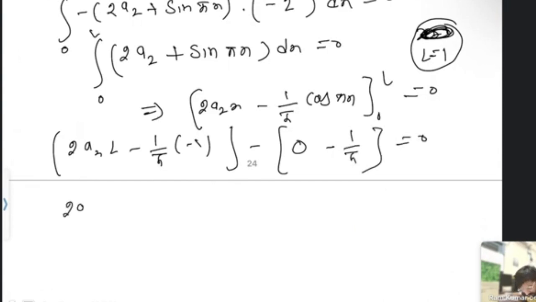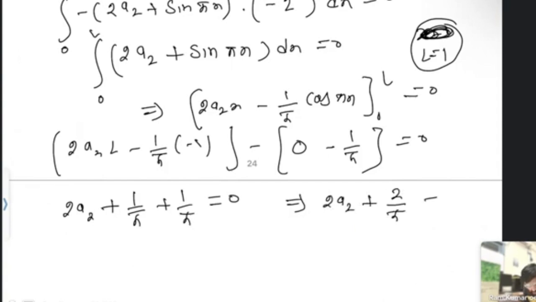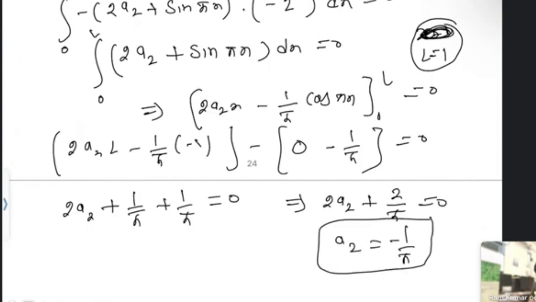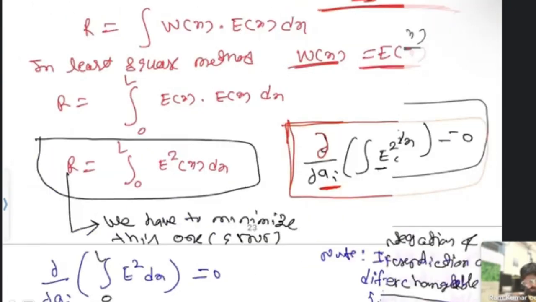So it will be 2a2L. L we are having as 1, so we will keep this directly as 1. Then 1 plus 1 by pi, then minus, it will be plus 1 by pi equal to 0. Then it will be 2a2 plus 2 by pi equal to 0. Then we will get a2 equal to minus 1 by pi.